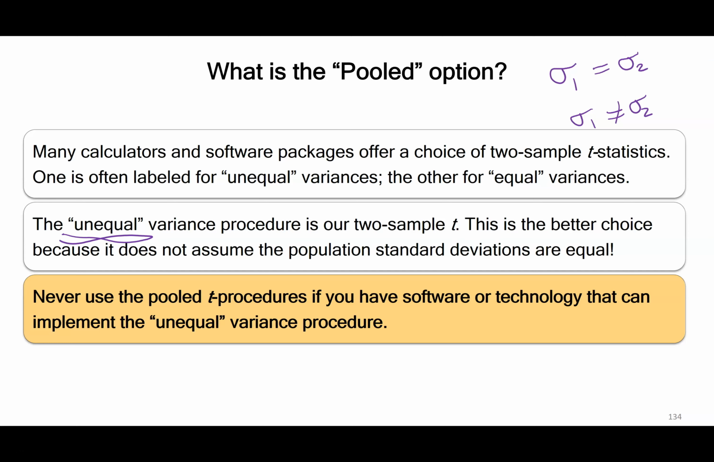However, pooled only works well if they're equal. So using not pooled is just a better option. Now that we have the software for it, I would go with just saying not pooled or pooled no. It's the better option. It'll give you better, more consistent results.